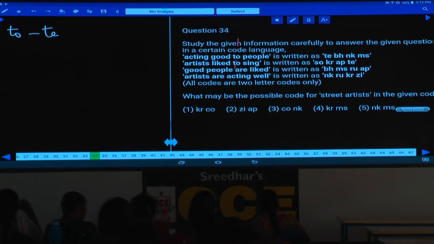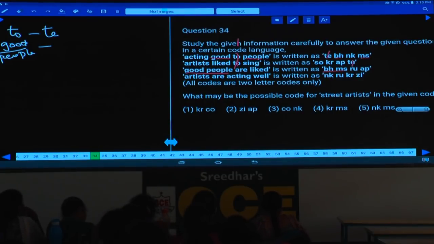Now 2 is common between these two and TE is common between these two. Then comparing the first and the third, good and people are the 2 words which are common. Good and people are nowhere repeated anywhere else. Hence the codes to these 2 words cannot be individually identified. BH and MS are the codes which are common.